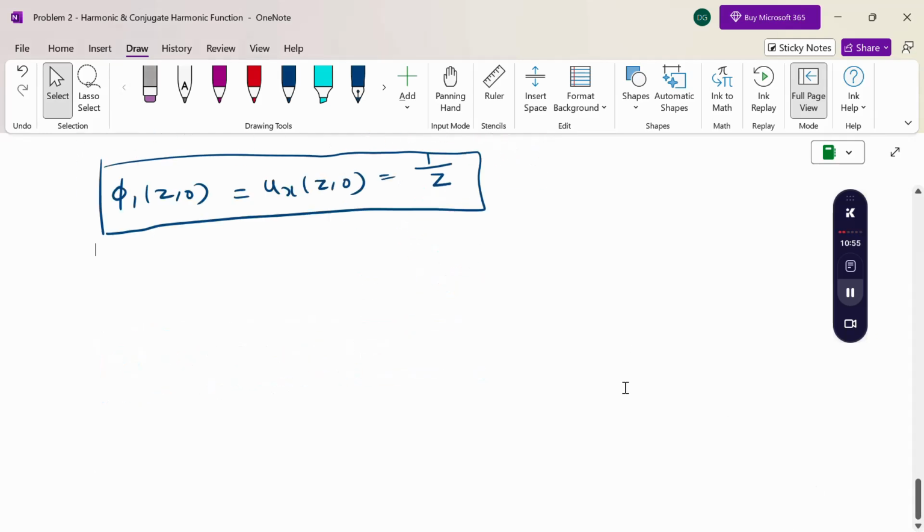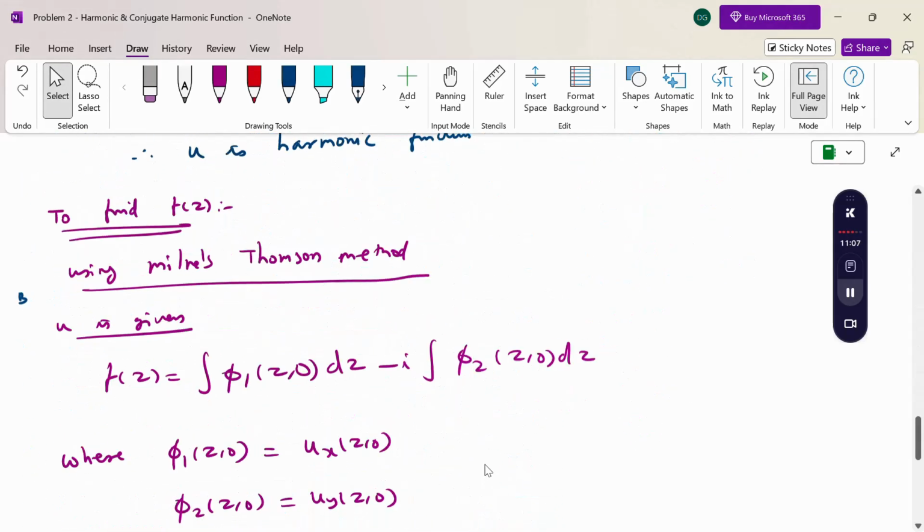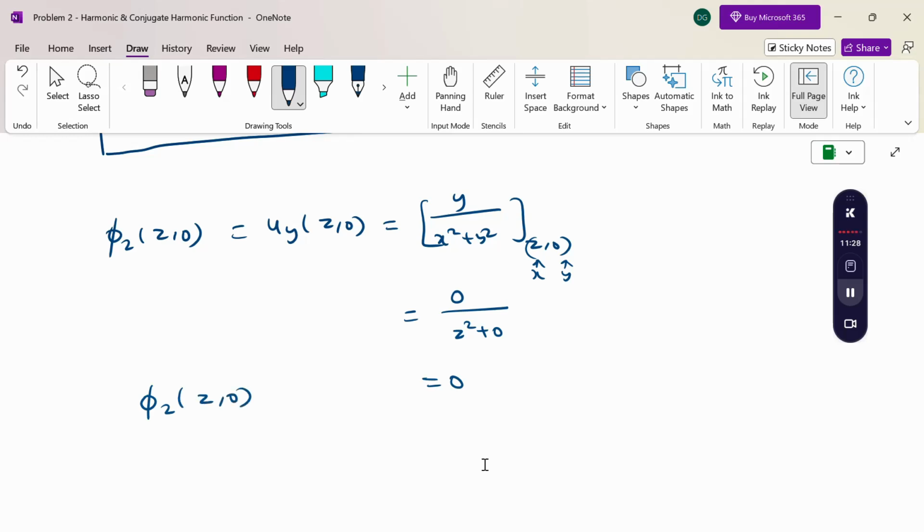And then phi 2 of z comma 0 is uy of z comma 0. The uy value is y by x square plus y square, substituting z comma 0, where x is replaced by z and y by 0. When I substitute this, it is 0 by z square plus 0, so the whole term is 0. So phi 2 of z comma 0 equals uy of z comma 0, which is 0.